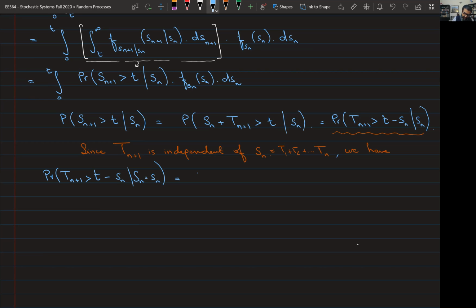So therefore this is equal to the probability that Tn plus 1 is greater than t minus small sn. The small sn is not random anymore because I have a conditioning there. The condition is that I know that the realization of capital Sn is equal to small sn. So this small sn is nothing but a constant. What is this probability equal to? How can I evaluate this probability? Is it easy? Is it hard?